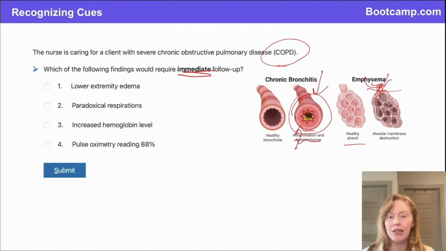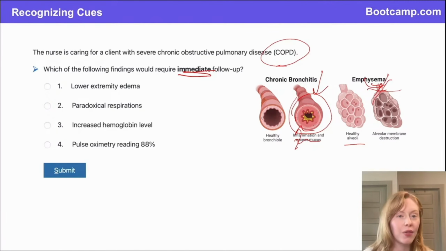For lower extremity edema, why would a patient with COPD develop lower extremity edema? Do you guys remember what cardiovascular complication might happen from COPD? There are several that might just be related to smoking, but the big one, right, is if you have too much pressure and stress in your lungs, then that's going to strain your heart and can cause heart failure, right? And so you could see some signs of heart failure. But this is describing lower extremity edema, which is basically you've got swelling in your lower extremities.